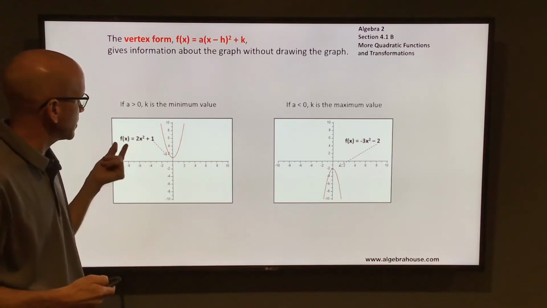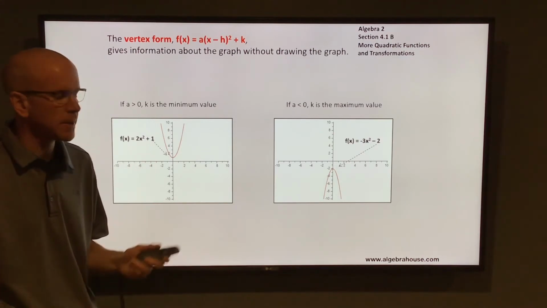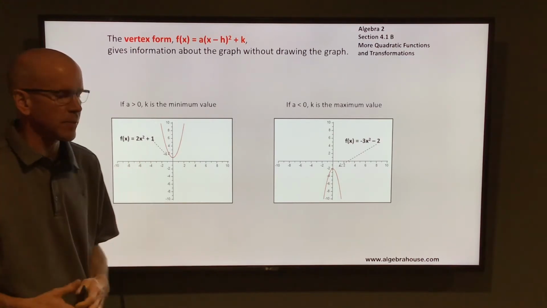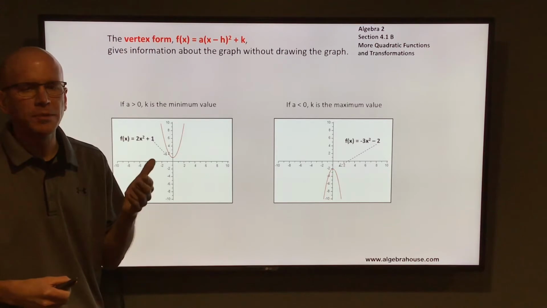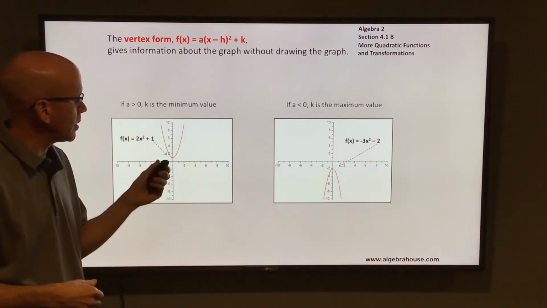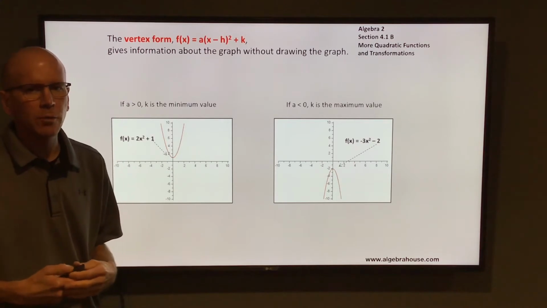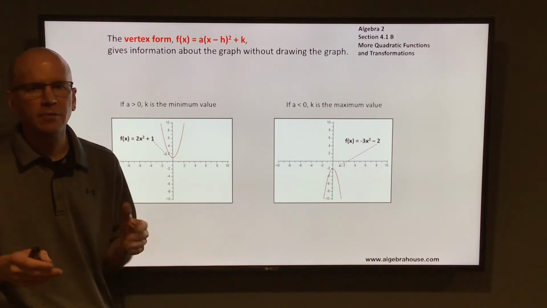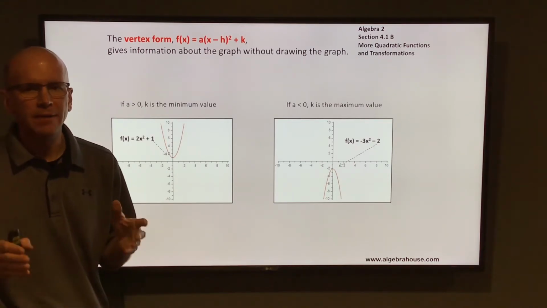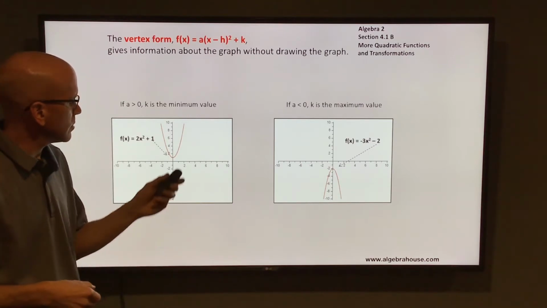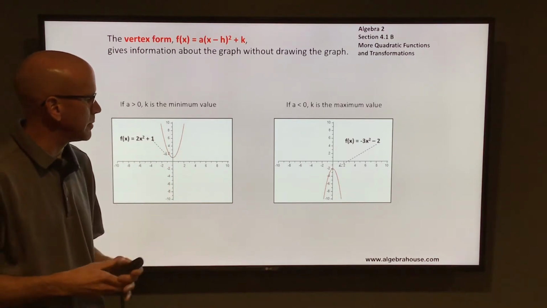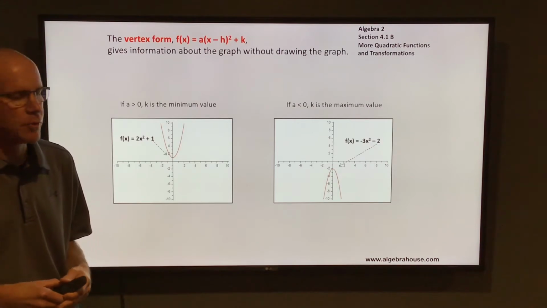So for example, this f of x equals 2x squared plus 1. The 2 in front of the x squared is positive. That means the parabola opens upward. And if it opens upward, then there is a minimum value, and that minimum value is the y-coordinate of the vertex. Whenever you're talking about the value of a function, you're talking about the y value at a specific point. So there is a minimum value there. That minimum value is the y-coordinate of the vertex.